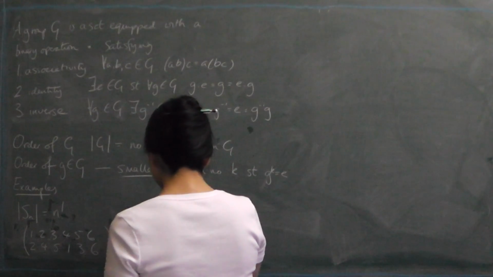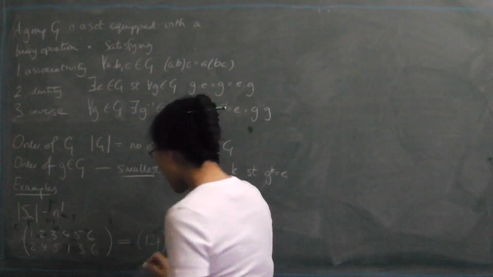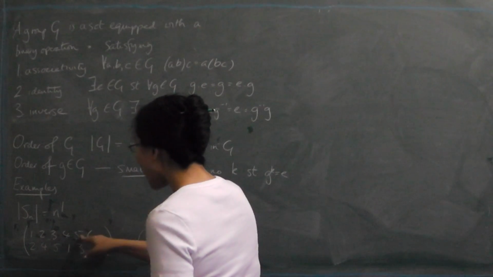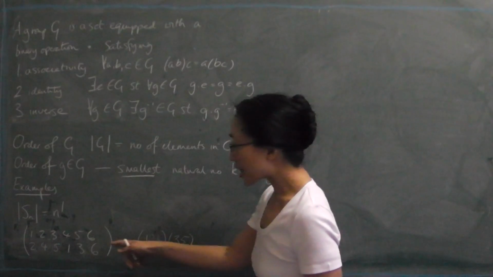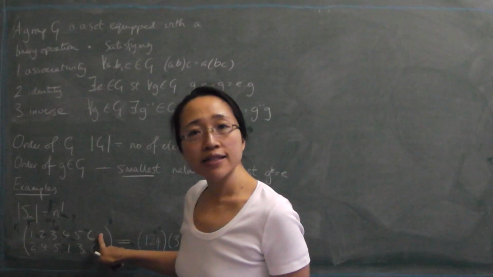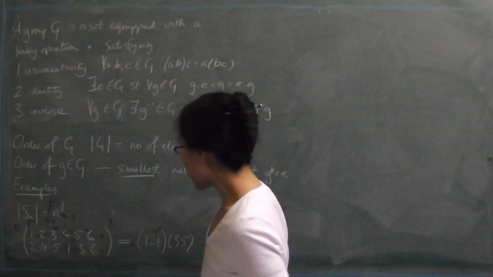So what's the first element we haven't used yet? It's 3. Where does 3 go? 3 goes to 5. Where does 5 go? Oh, it goes back to 3 again. That's another cycle. And finally, there's 6. 6 stays still. So I'm not going to write that down. I think we should omit 1 cycles.